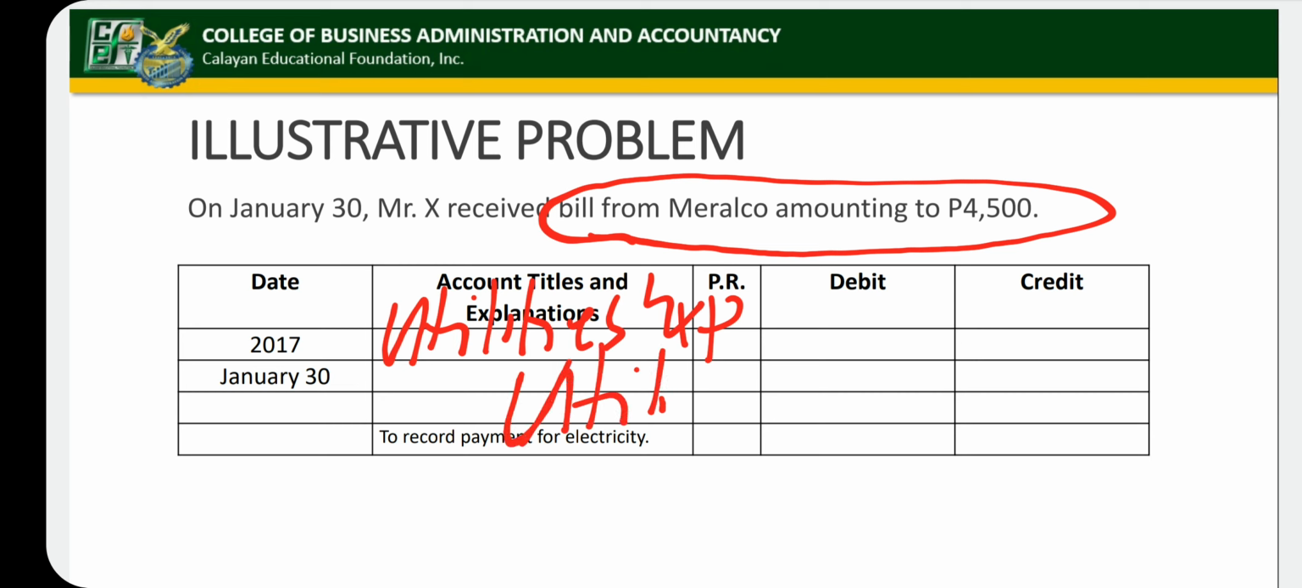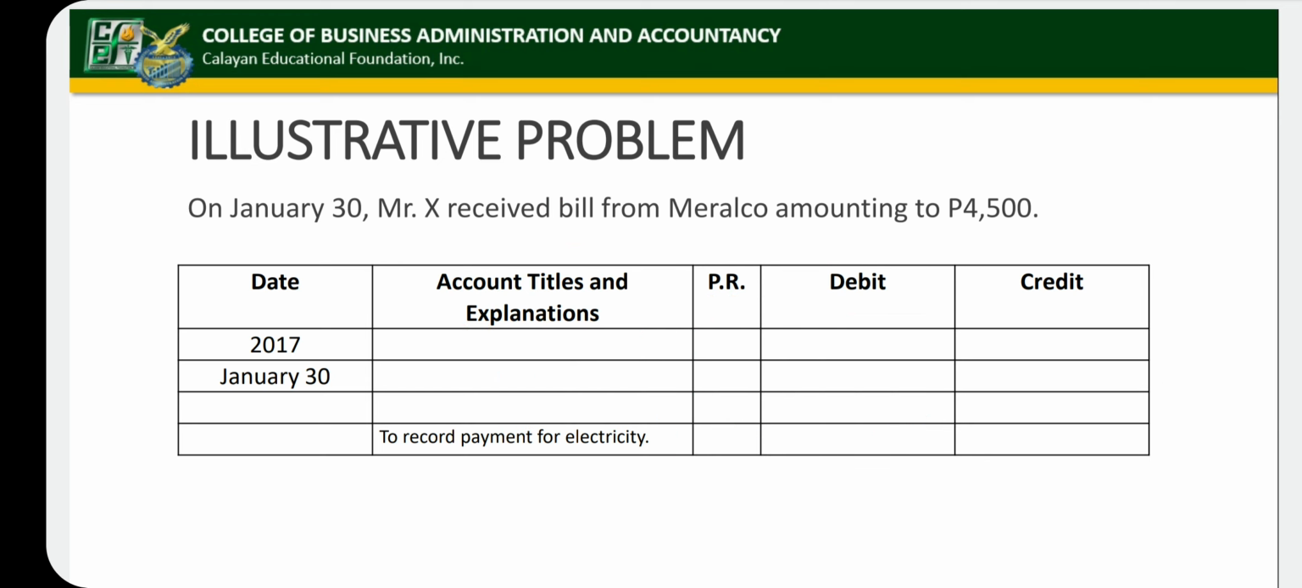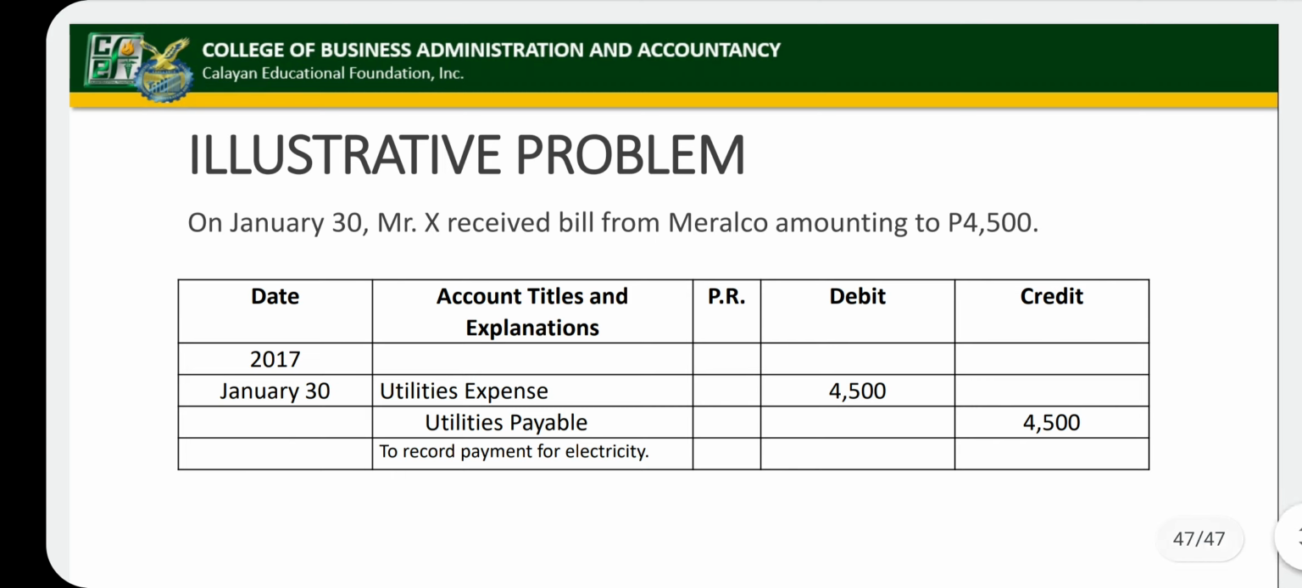utilities payable. Kasi class, wala namang sinabi sa problem na nagbayad na ng cash. In accounting, never assume unless otherwise stated, diba? So, debit tayo ng utilities expense 4,500, credit tayo ng utilities payable 4,500. Okay? So, yan. Hindi yan to record payment. To record the receipt of bill from Meralco amounting to 4,500.